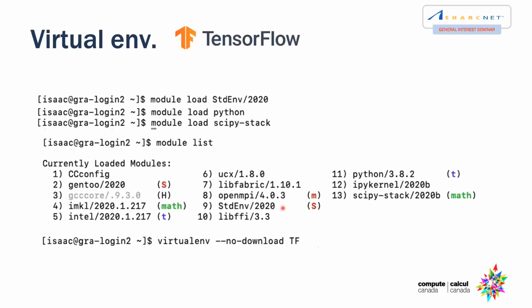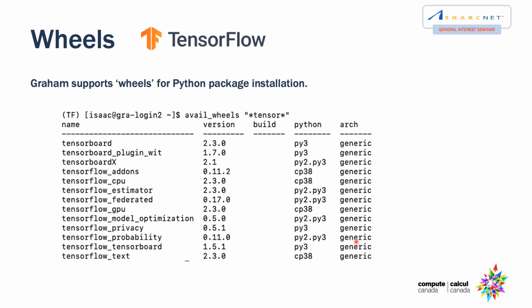TensorFlow is pretty much the same idea. Load the modules and make an environment. I named it TF because this is for TensorFlow. You check the wheels for TensorFlow as well. There are many different things you can try. But for TensorFlow, we have two separate wheels, TensorFlow CPU and TensorFlow GPU. If you want to test your code on CPU only, then you can use TensorFlow CPU.